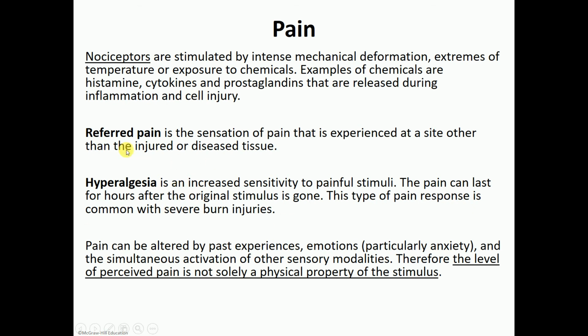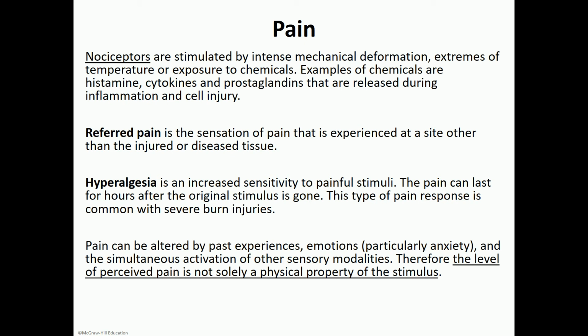Hyperalgesia is the increased sensitivity to painful stimuli. So something that might not be very painful before getting a burn can be extremely painful after getting a burn. So hyperalgesia is very characteristic in severe burn injuries, where again, touching your skin before a burn wouldn't be painful, but after a burn, that could lead to severe pain, and that increased sensitivity to painful stimuli is known as hyperalgesia.